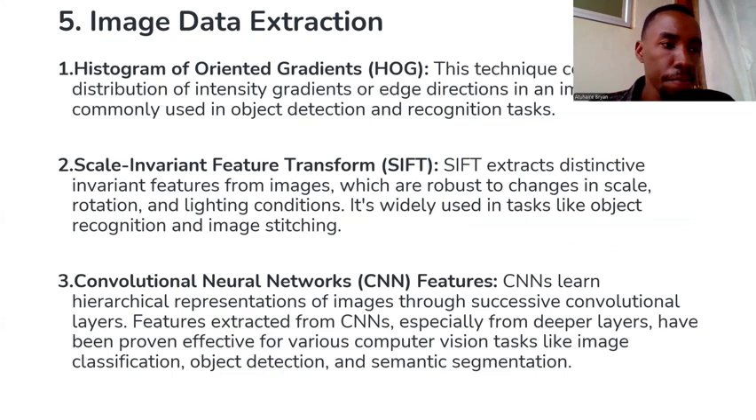Then we have image data extraction, excuse me. Yes, we have, of course, the histogram-oriented gradients, the scale invariant feature transform, and then the convolutional CNN features. So the HOG mainly focuses on the shapes and edges of an image. Yes, it only focuses on the shapes and edges of an image.